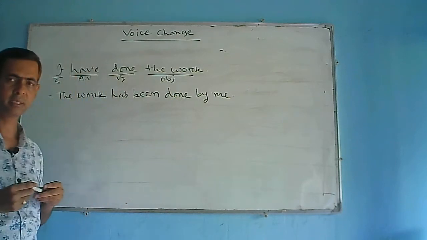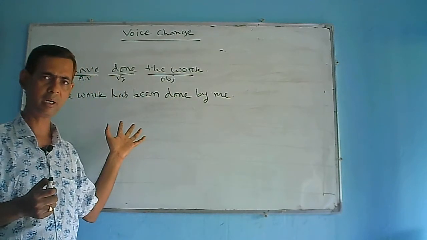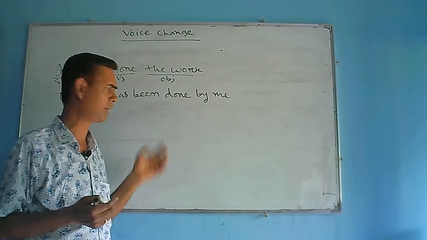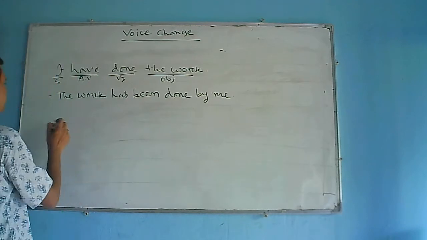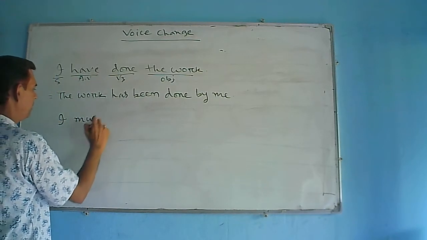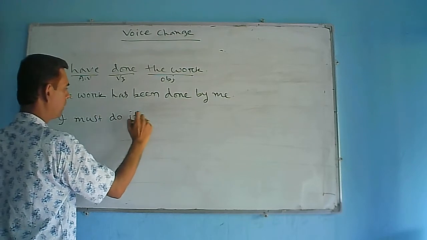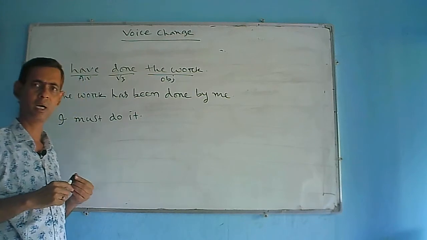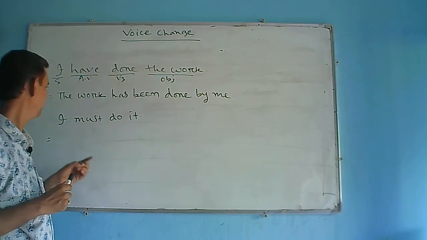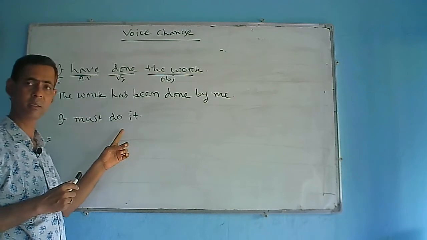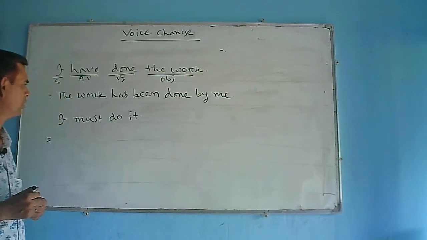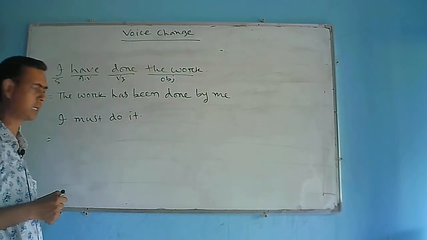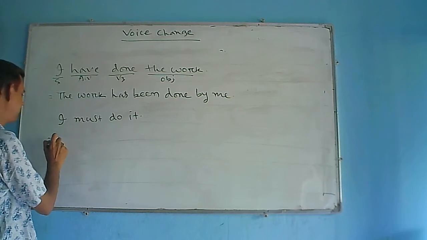Dear learners, it seems you have learned this technique of changing any active voice into passive. Now I will show you another sentence. I must do it. Here, by using the 6 techniques of changing any active voice into passive, we will change this sentence into passive. Firstly, the object will be changed into subject. So what is the object here? It. So it will be changed into subject it.